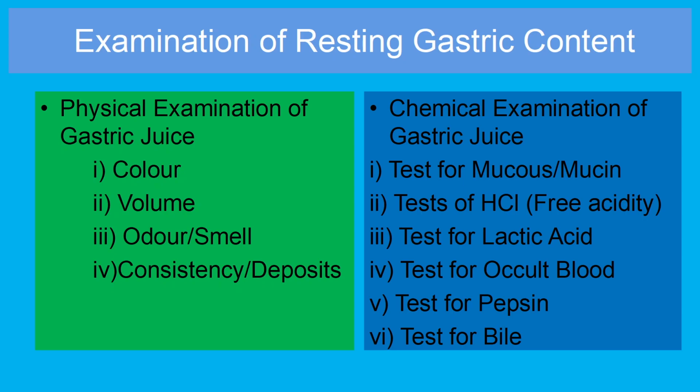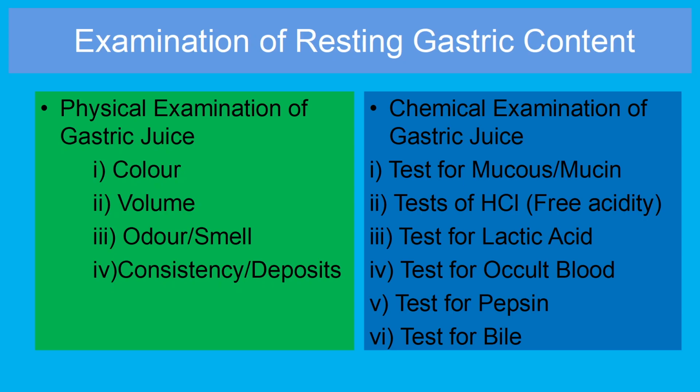Okay, and physical examination means we have to check the physical appearance of the gastric juice. So we have to check for the color, volume, smell, consistency, and deposits. Chemical examination means we have to do the test for the presence of organic materials and inorganic materials.